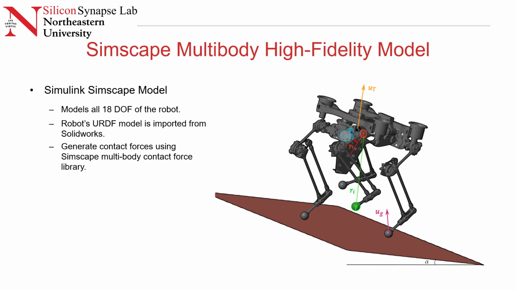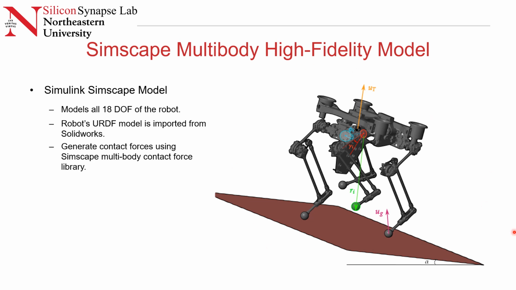To test the effectiveness of this controller, we implement it on a high-fidelity model shown over here on the right in the Simscape Multibody environment. Simscape Multibody runs in the Simulink environment in MATLAB, and this high-fidelity model models all joints and components, so it's a full 18 degree of freedom model of the robot. So 6 on the body and 3 on each leg, so 12 plus 6 equals 18. This model is imported from the SolidWorks URDF, so it follows the actual design of the robot.